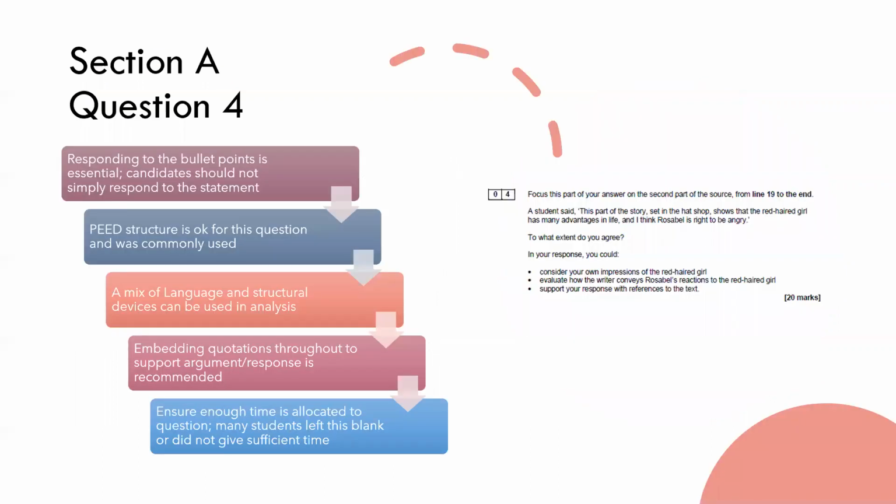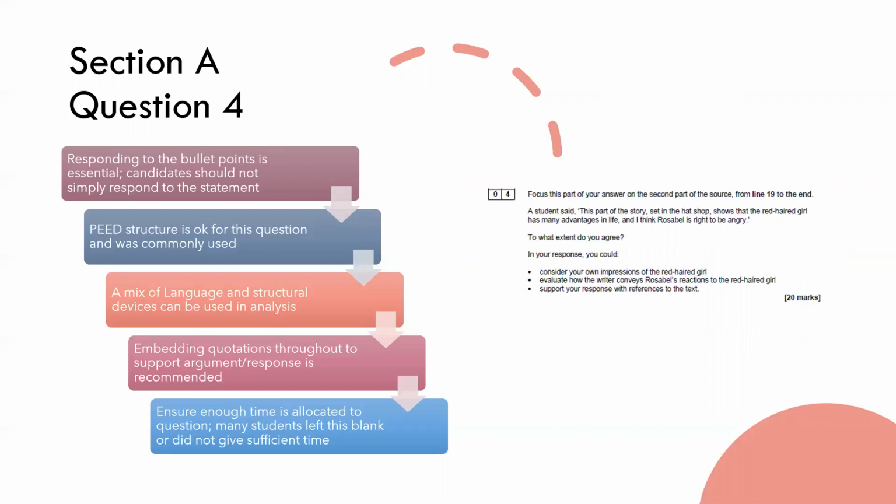Okay, on to question 4. So just a couple of key things to consider after all my years of teaching this. Responding to the bullet points is essential for this question. So look at those bullet points on the right-hand side. They're there to guide you, and they do differ slightly from the statement, so use them to your advantage. If it says to you, consider your own impressions of the red-haired girl, start off by talking about what your impressions are of the red-haired girl and what you think about her.